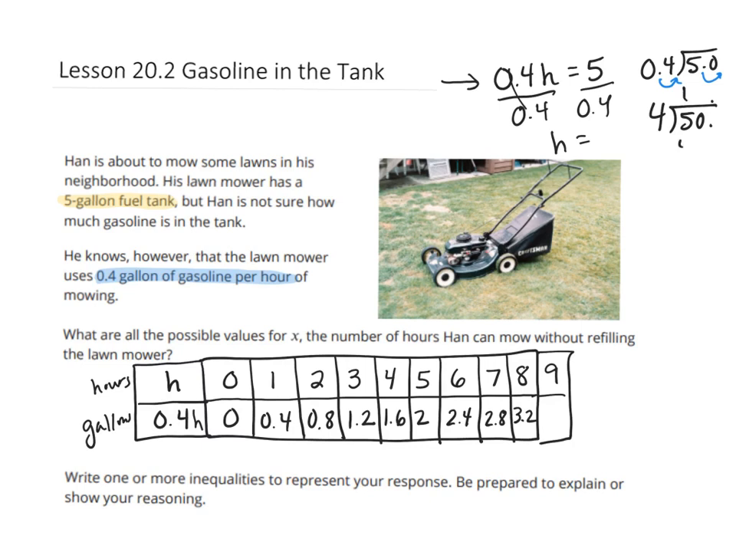Okay, 4 goes into 5 once. 4 goes into 10 twice. And we're left with 12.5 hours. So if the lawnmower is full, he can mow for 12.5 hours without having to refill. Now the only problem is that we don't know how much gas is in the tank. So he's not sure of that, and we're going to have to come up with a different way to represent this.